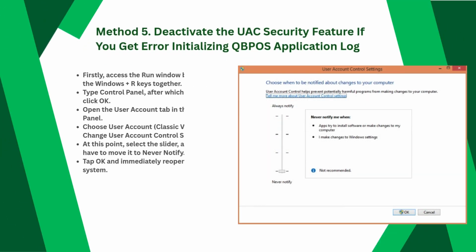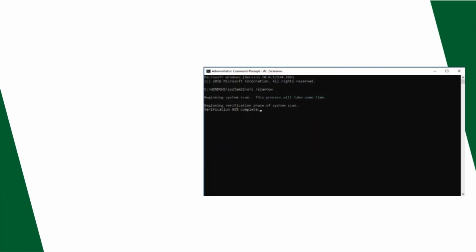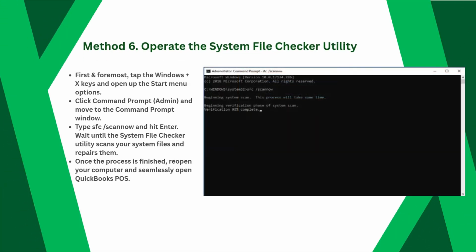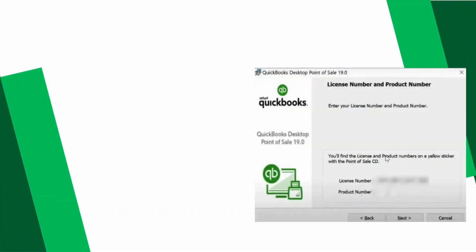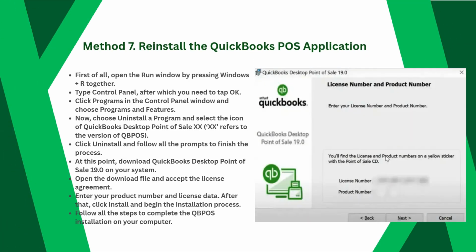Method 5. Deactivate the UAC security feature if you get error initializing QBPOS application log. Method 6. Operate the system file checker utility. Method 7. Reinstall the QuickBooks POS application.